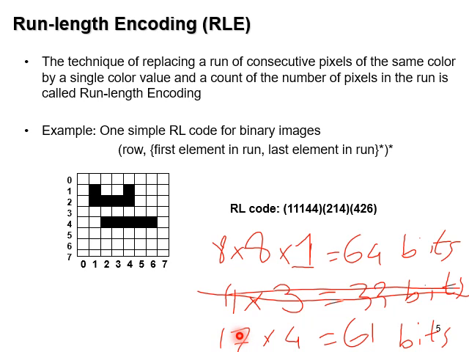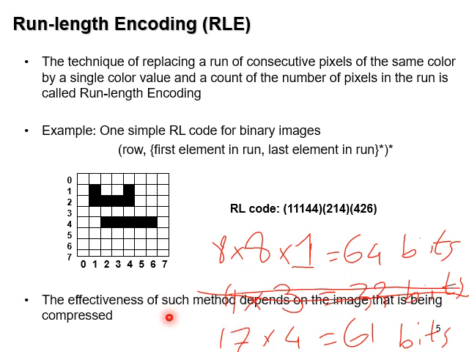So the whole thing about run length encoding is that whether this one or the example we had in the previous slide, by only representing the successive pixels that have a certain color, like here in black, then actually you are saving. And the effectiveness of such method depends on the image that's being compressed.